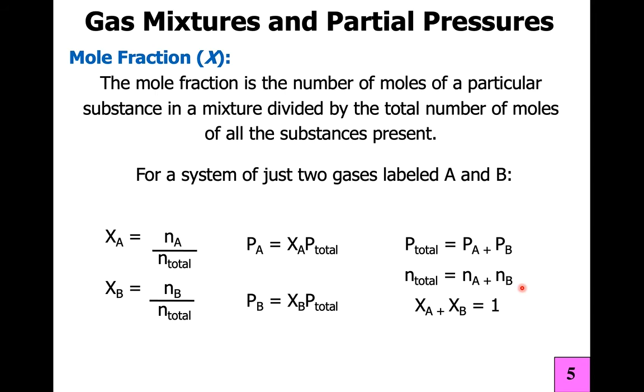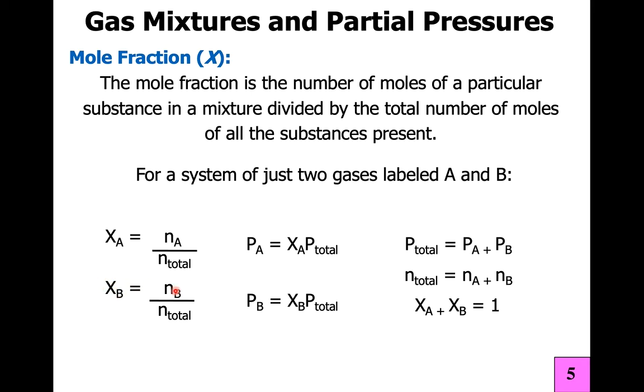All right, and then finally, we should talk about gas mixtures and partial pressures. The mole fraction of a gas is the number of moles of a particular substance in a mixture divided by the total number of moles of all substances that are present. For a system of just 2 gases labeled A and B, it looks like this. The mole fraction is equal to the moles of gas A divided by the total number of moles of all the gases. And then the partial pressure of A is equal to that mole fraction times the total pressure.